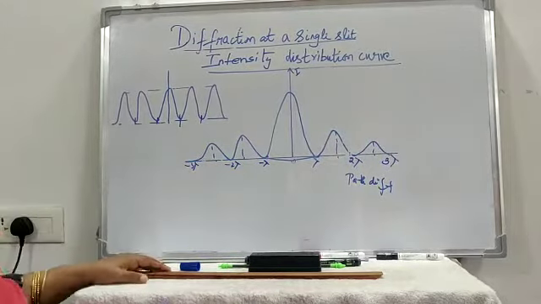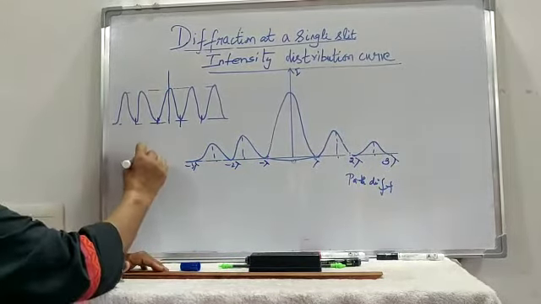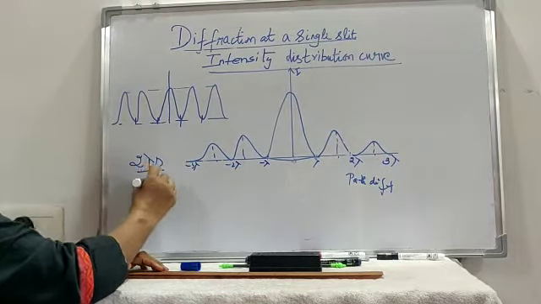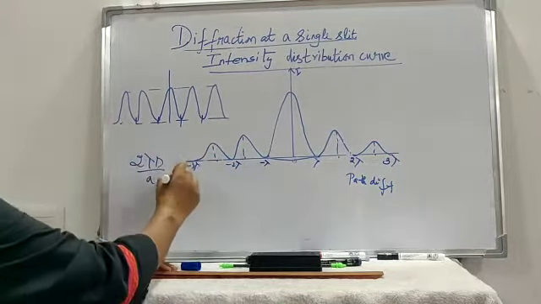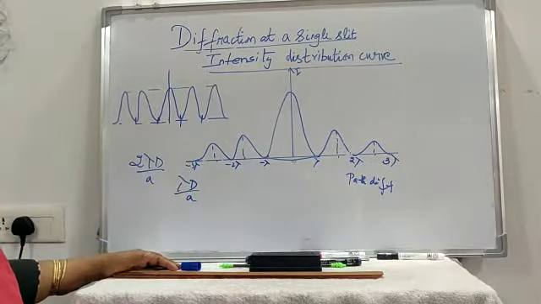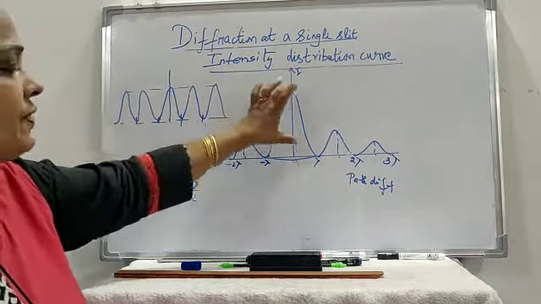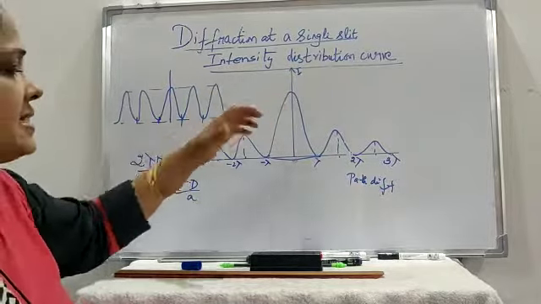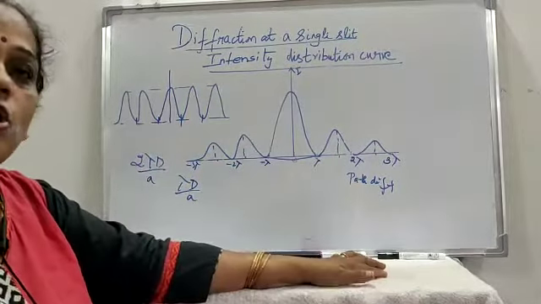So what is the width of the central maxima? It is 2 lambda d by a. So what will be the width of the secondary maxima or minima? It has to be lambda d by a. So the width of the central maxima is twice the width of the secondary maxima or minima.